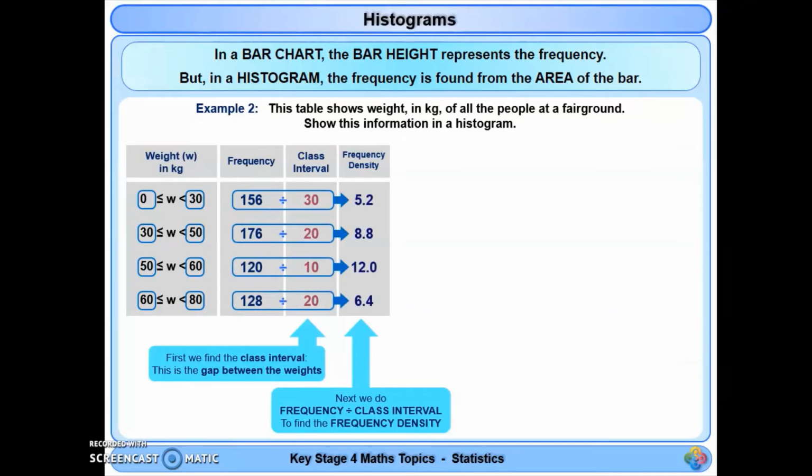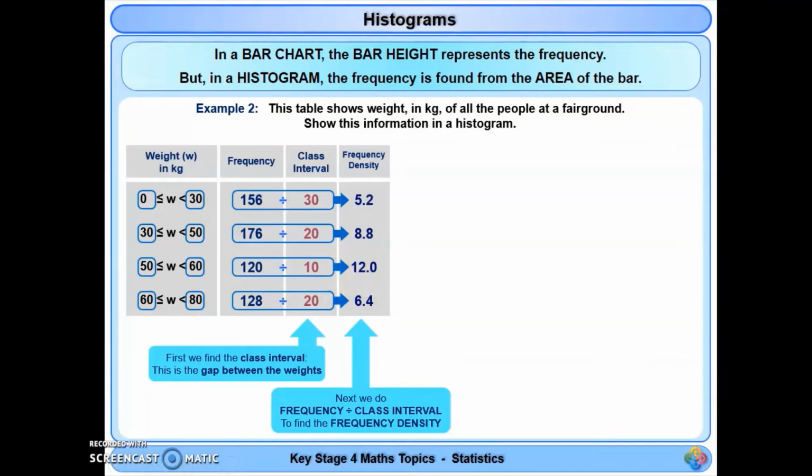Okay, so in context of the question, we are looking at people at a fairground. So there is 156 people who weighed between 0 and less than 30 kilograms, and they are represented by a frequency density of 5.2. There was 120 people who had a weight between 50 and less than 60 kilograms, and they are represented by a larger frequency density of 12.0.